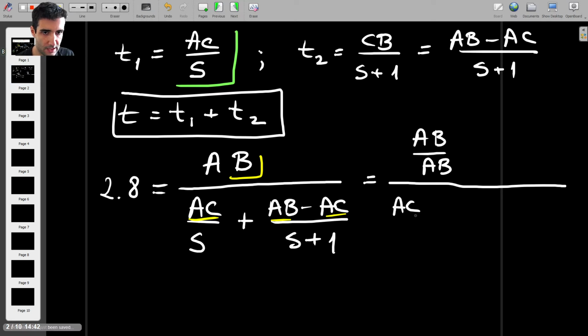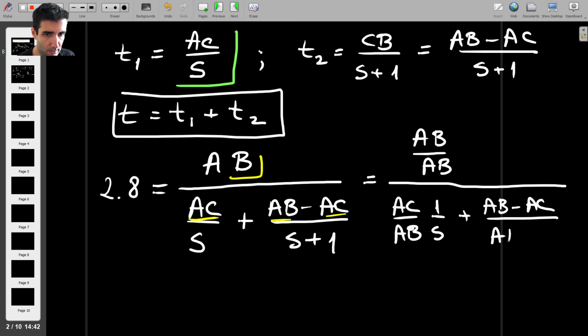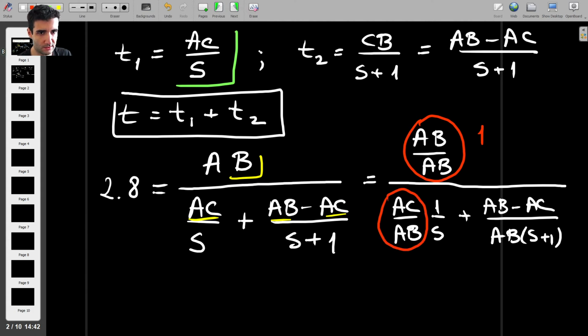And then I have AC over AB. Remember, if we divide here, we have to divide each and every term. And then we have plus AB minus AC over AB times S plus 1. So it looks like it's getting a bit complicated, but not really, because now we know this is 1. We called this one X earlier, and then we'll do something about this in a second.